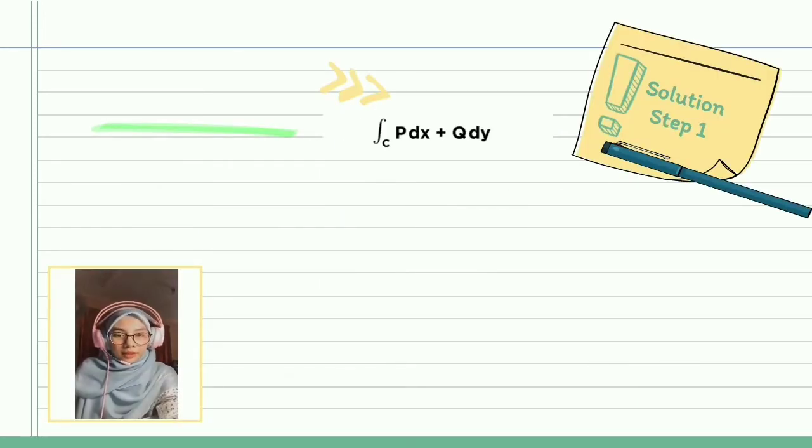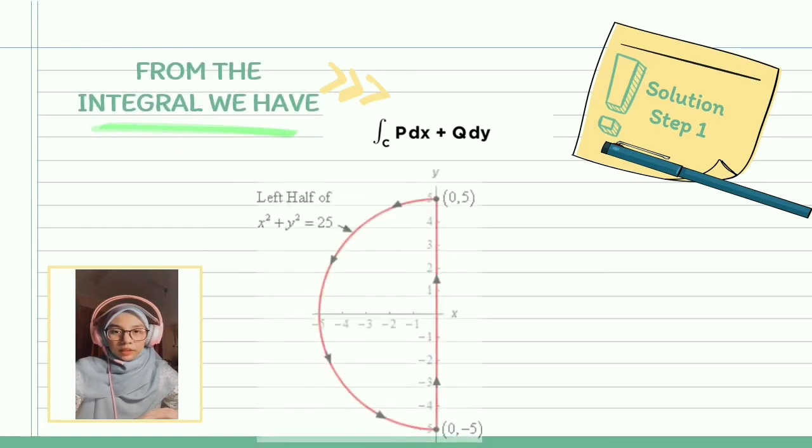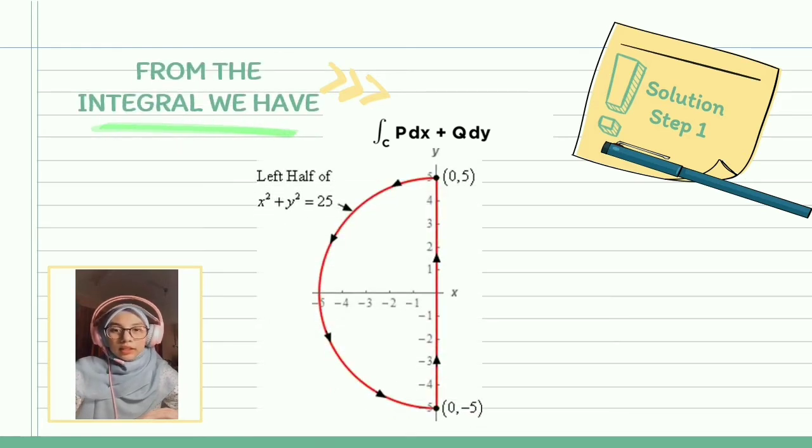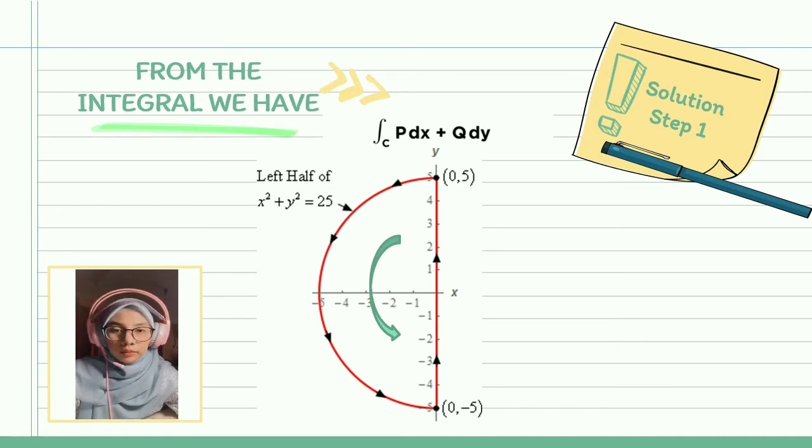Hi, my name is Nurul Nazira binti Nursan. I will show you step 1. Listen carefully. Okay, first, let's notice that if we walk along the path in the direction indicated, then our left hand will be over the enclosed area. And so, this path does have the positive orientation, and we can use Green's theorem to evaluate the integral.